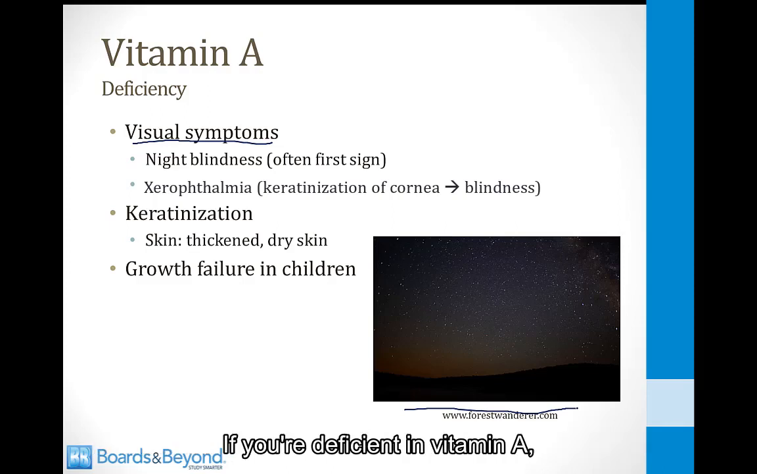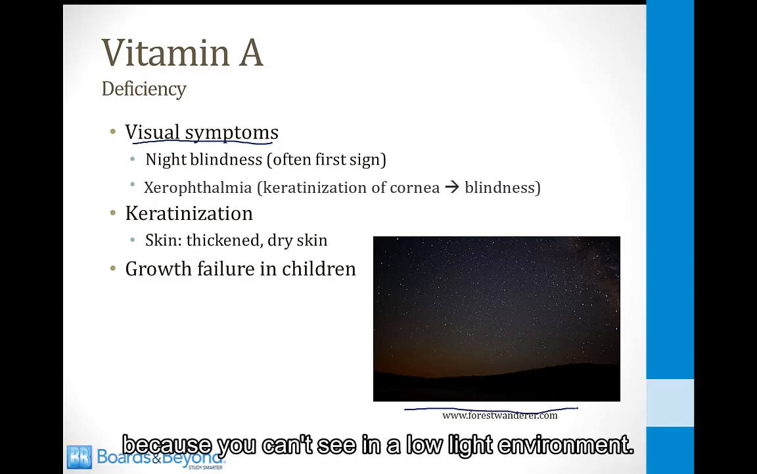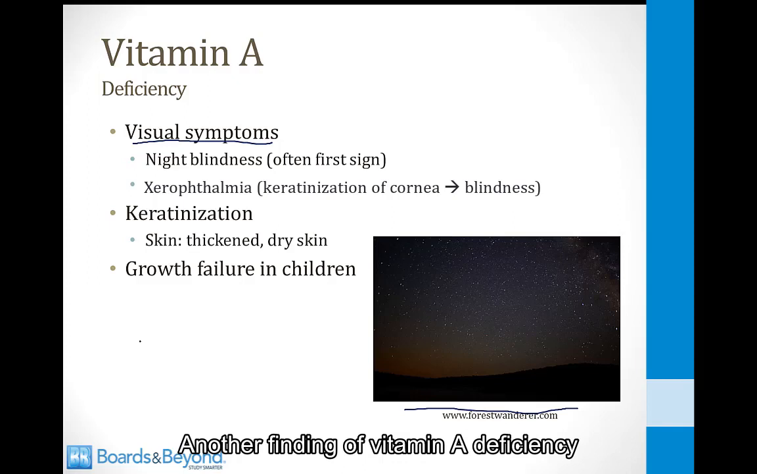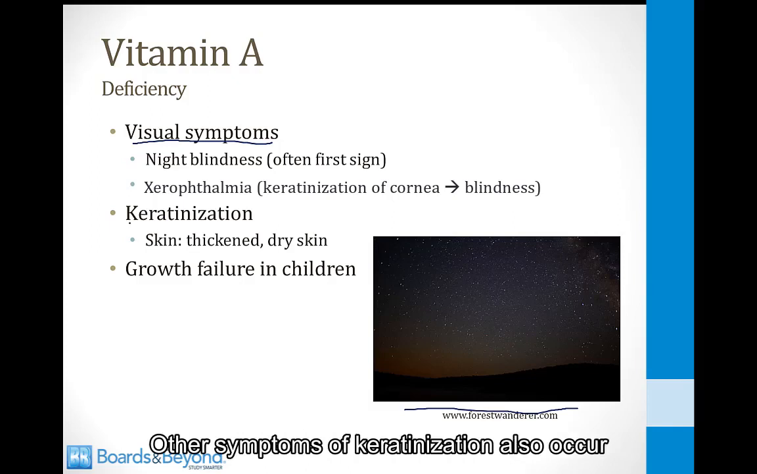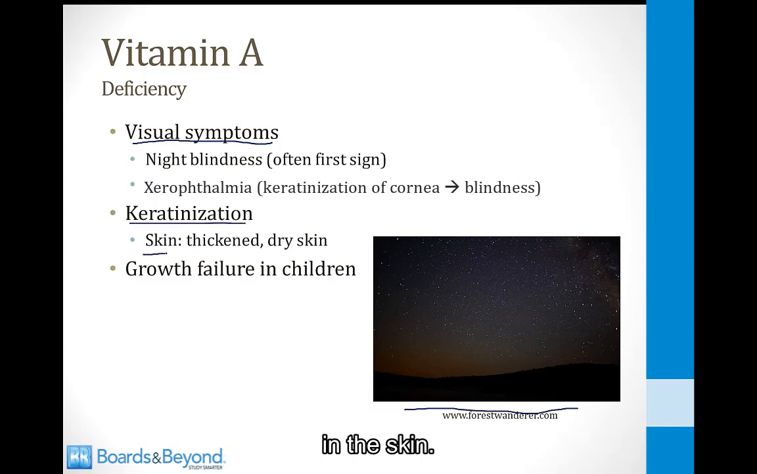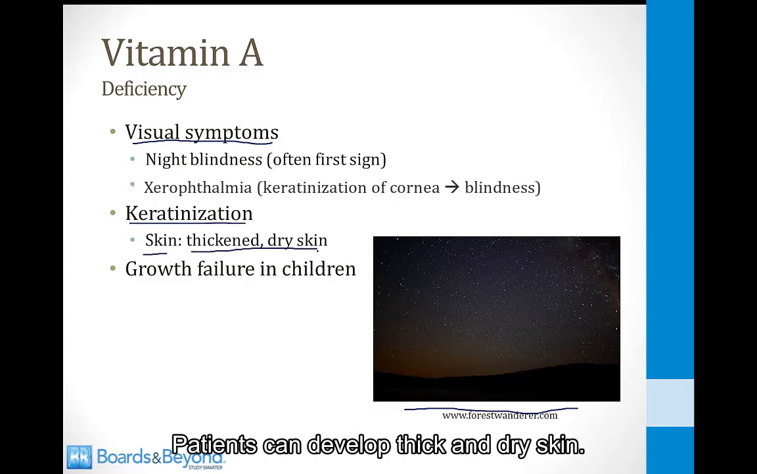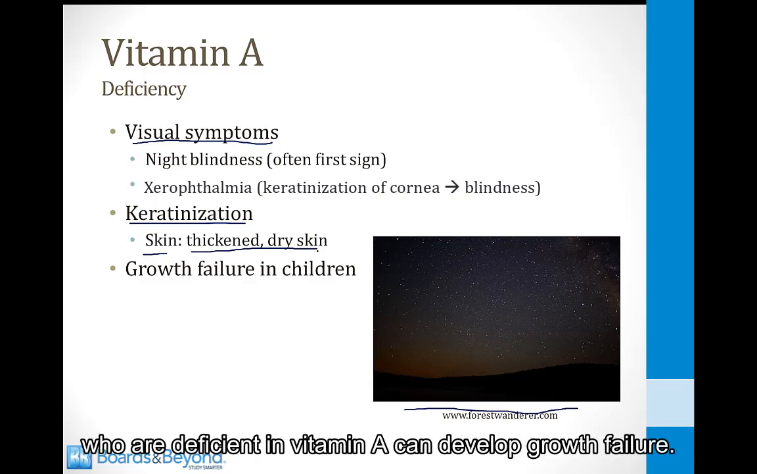If you're deficient in vitamin A, one of the first things that happens is when you go out at night, you feel like you are blind because you can't see in the low light environment. Another finding of vitamin A deficiency is called xerophthalmia. This is keratinization of the cornea, and this can lead to blindness. Other symptoms of keratinization also occur in the skin. Patients can develop thickened, dry skin. And then finally, children who are deficient in vitamin A can develop growth failure.